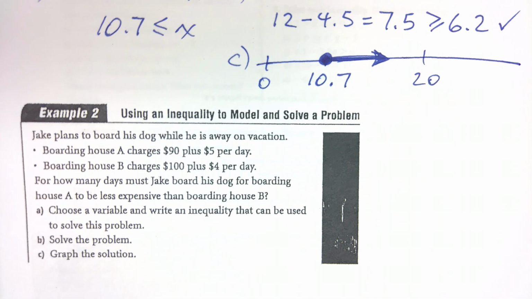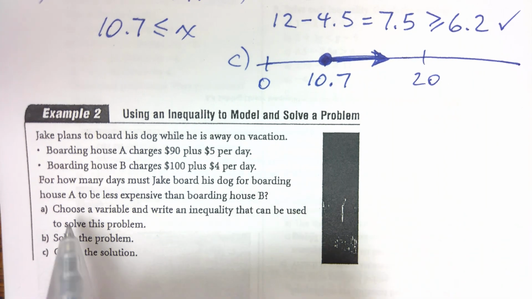Example 2. Can somebody read this example for me? Armin? Jake plans to board his dog while he is away on vacation. Boarding house A charges $90 plus $5 per day. Boarding house B charges $100 plus $4 per day. For how many days must Jake board his dog for boarding house A to be less expensive than boarding house B?